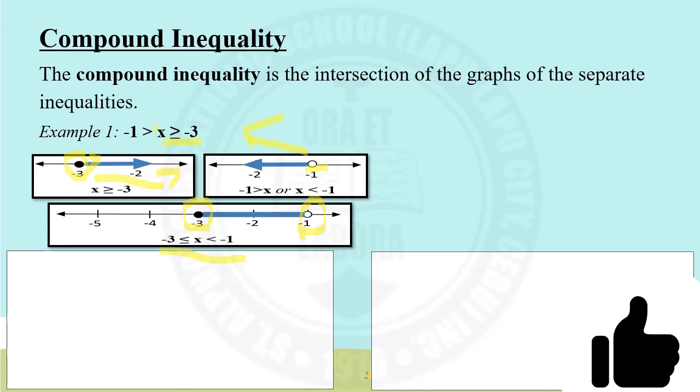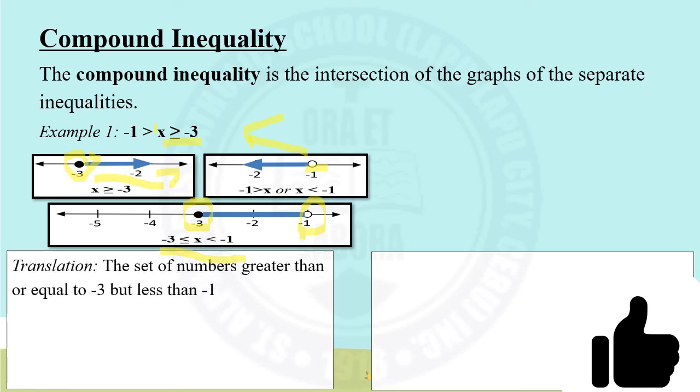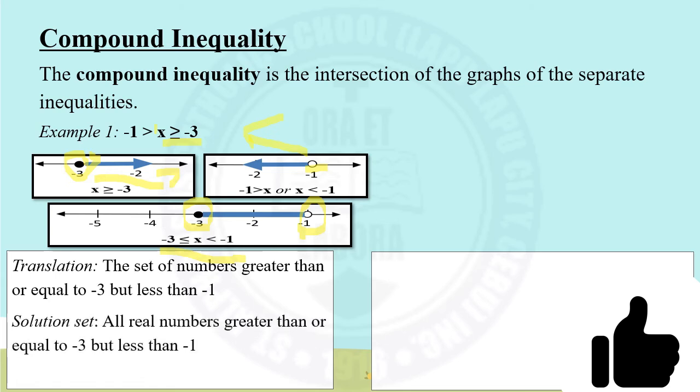So by combining these two separate inequalities, for the translation, we have the set of numbers greater than or equal to -3 but less than -1. And for the solution set, all real numbers greater than or equal to -3 but less than -1. And for our interval notation, since we used a shaded circle, we will use a bracket, -3, comma, -1, and then open circle, meaning open, we will use parentheses.